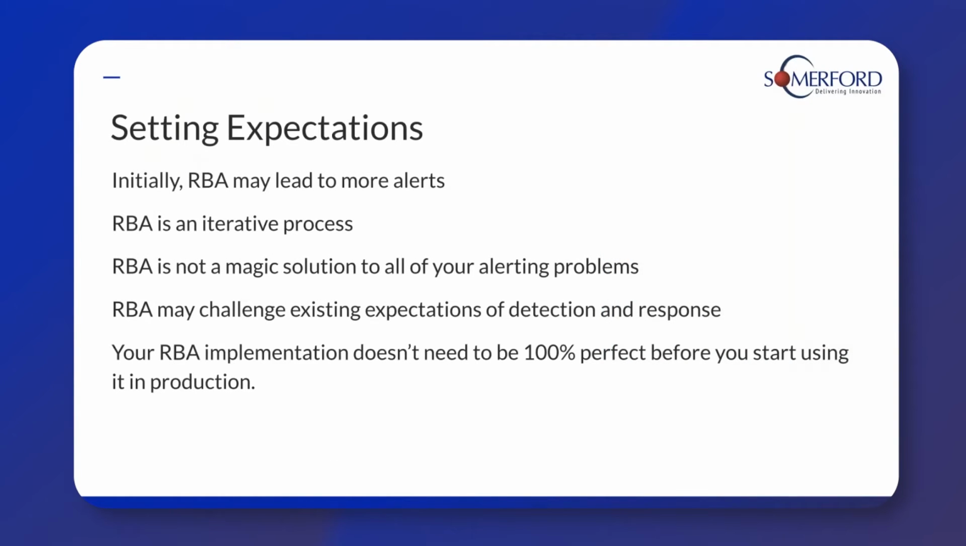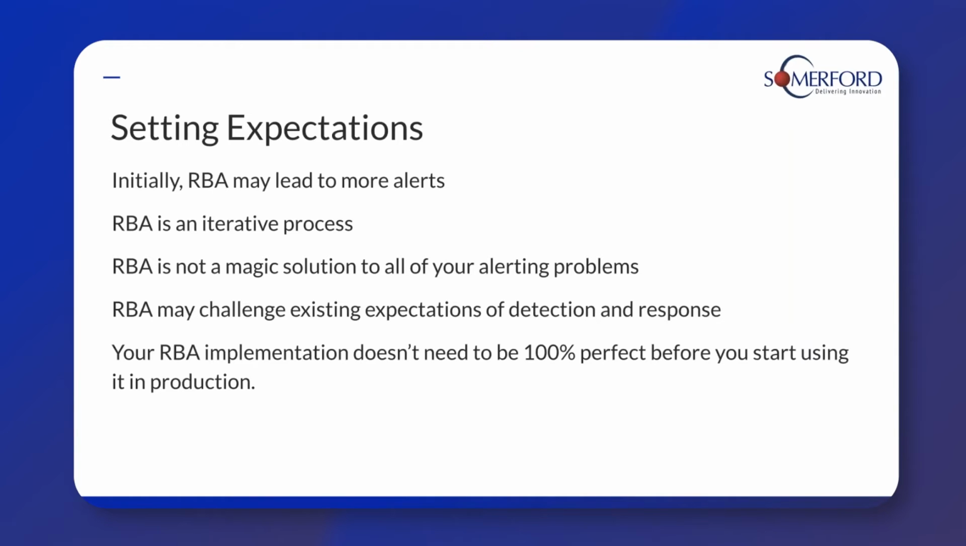Well, one of the key things is to set expectations, right? Now, first off, RBA might have more alerts. If you start turning on RBA for the first time, you may create more alerts. That's okay. It's an iterative process, right? We're not expecting it to work straight out of the box as soon as we start creating, because we might be using new use cases we weren't previously. It's not a magic solution, it doesn't do everything for your alerting problems, okay? But it can be a very powerful weapon in your arsenal, okay? It can really help, and it can also expand what you can do in your security operations within the resources that you have available to you.